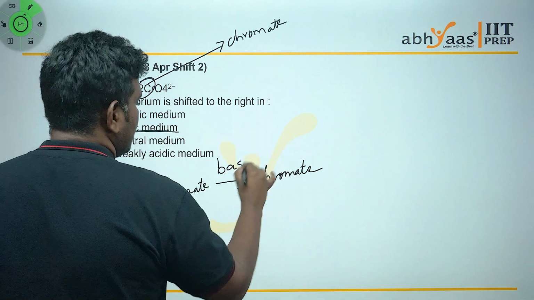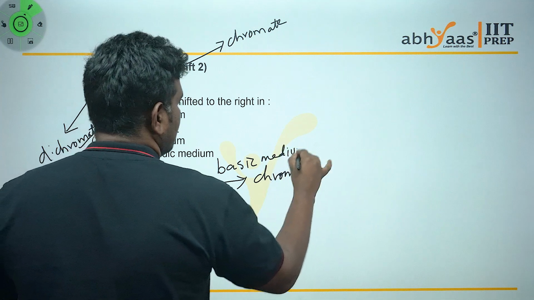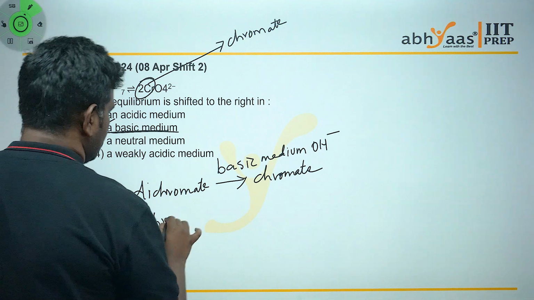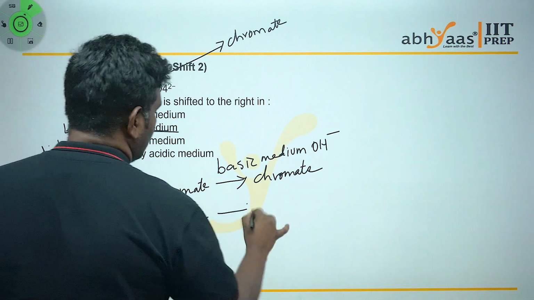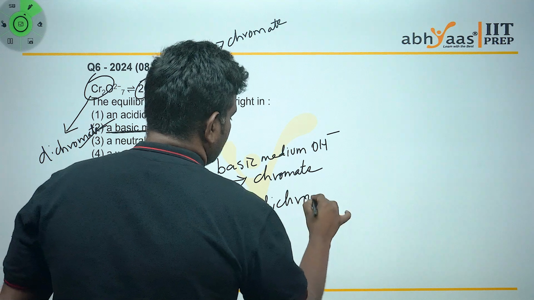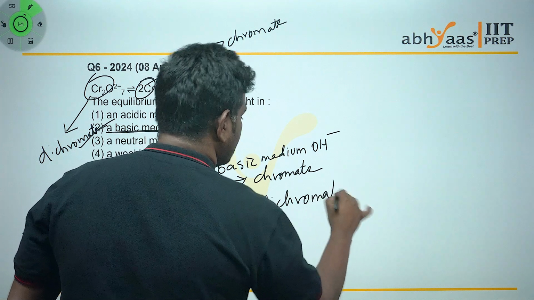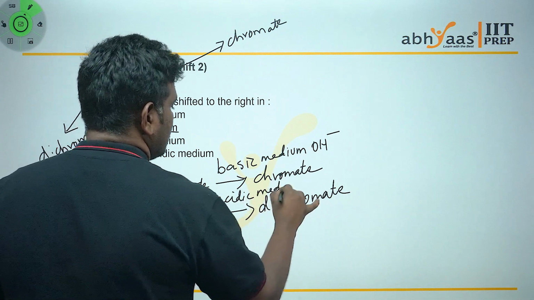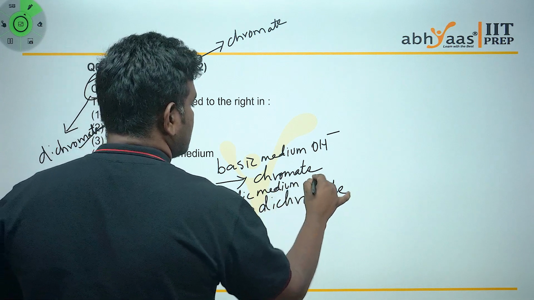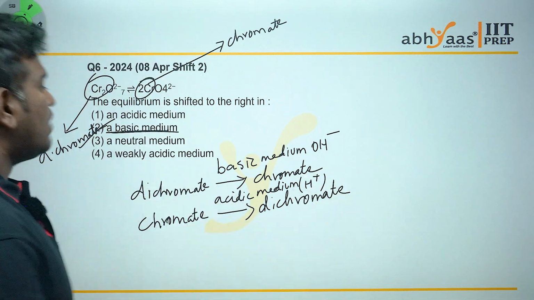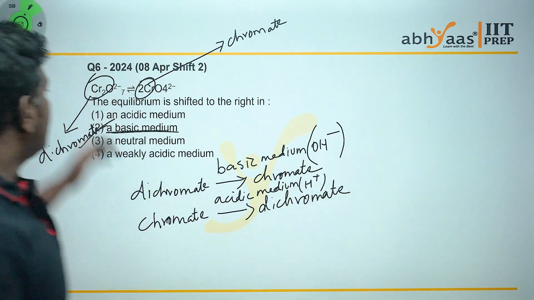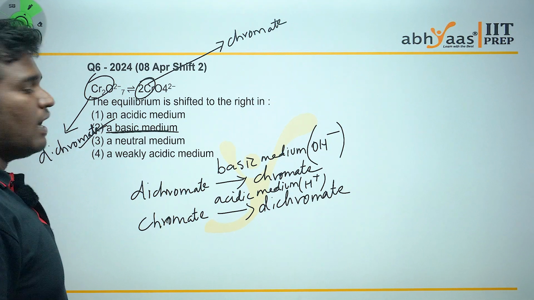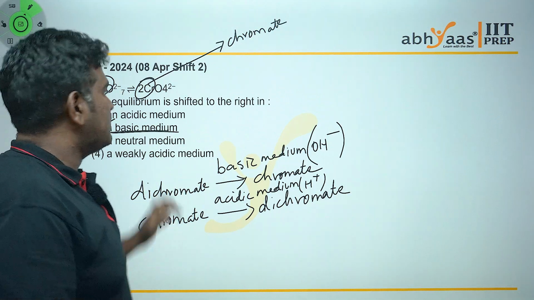We need a basic medium, right? OH minus is required. If it was the opposite, chromate to dichromate, you need an acidic medium. So keep both of these in your mind. Here they have asked for the conversion of dichromate to chromate, so in this case we have to have a basic medium.